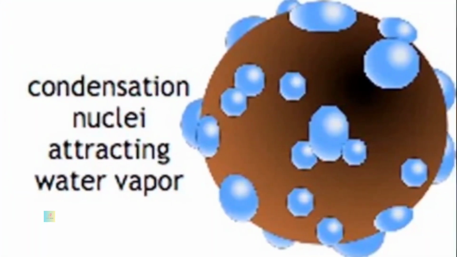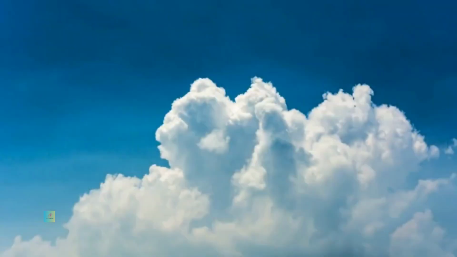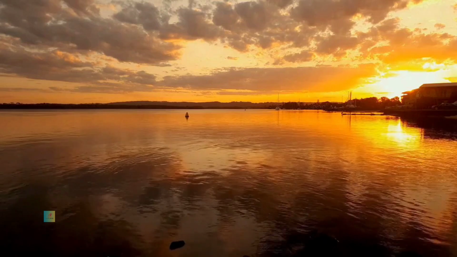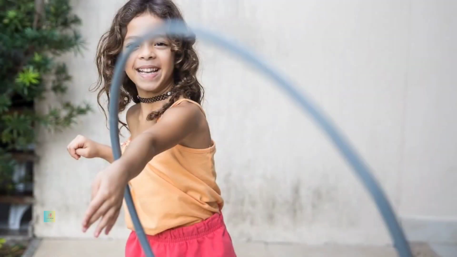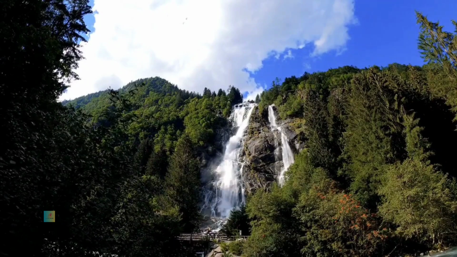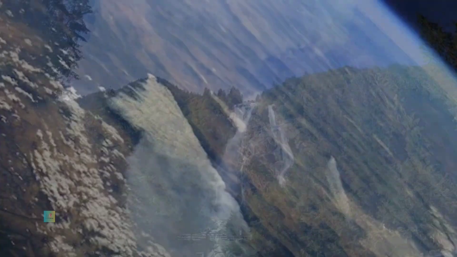Condensation nuclei and the birth of cloud droplets. For water vapor to transform into visible cloud droplets, it requires a surface to condense onto. This is where cloud condensation nuclei come into play. CCN are tiny particles suspended in the atmosphere, including dust, salt, and other aerosols. These particles serve as nucleation sites for water vapor to condense and form droplets.